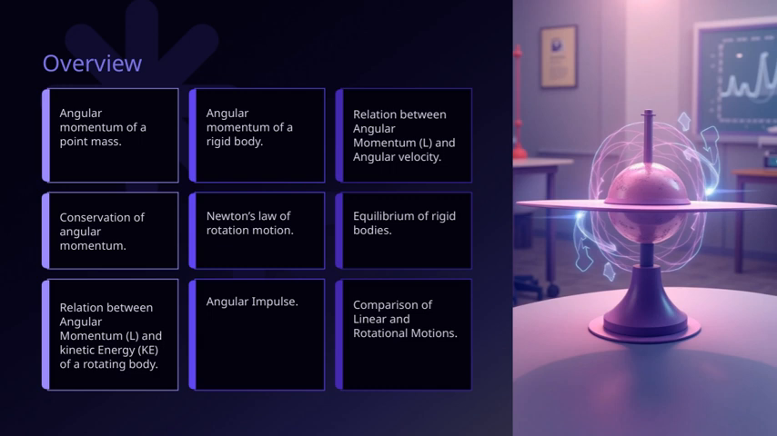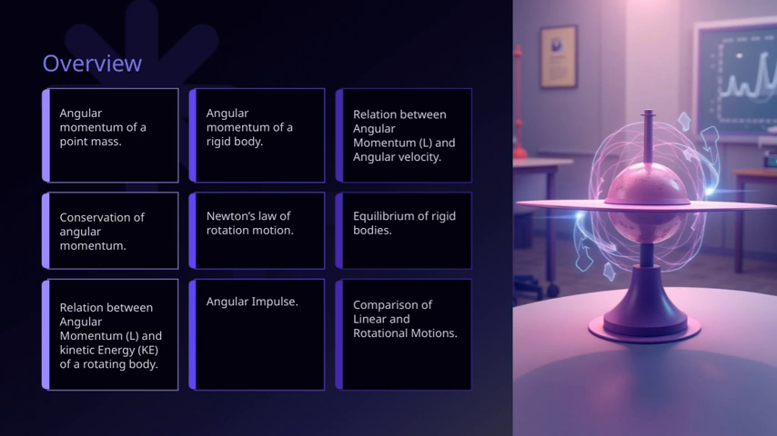Next, we consider Newton's law of rotational motion, which states that the net torque acting on a body equals the rate of change of its angular momentum. This principle is fundamental for analyzing how forces cause rotational acceleration. Let's also look at the angular momentum of a rigid body as a whole. It can be viewed as the sum of the angular momenta of all its particles, often simplified using the body's moment of inertia and its angular velocity.